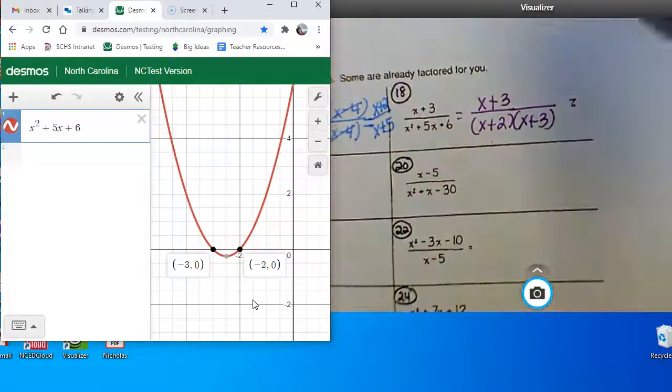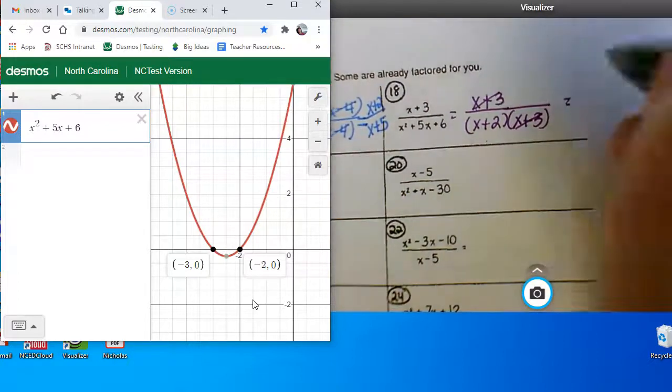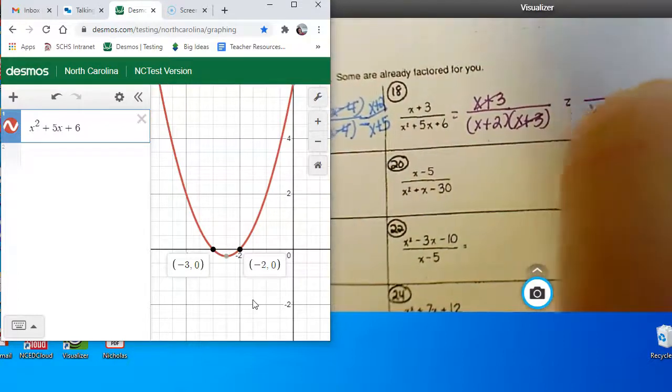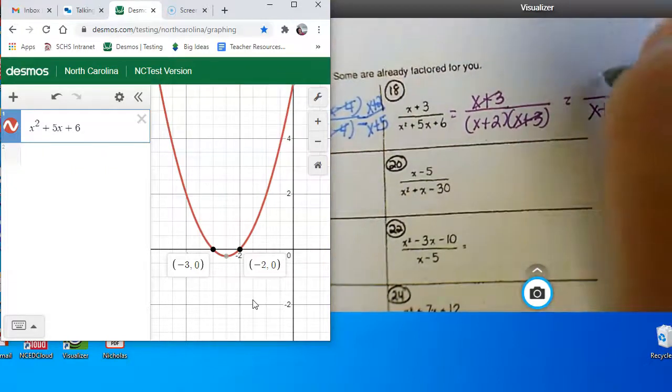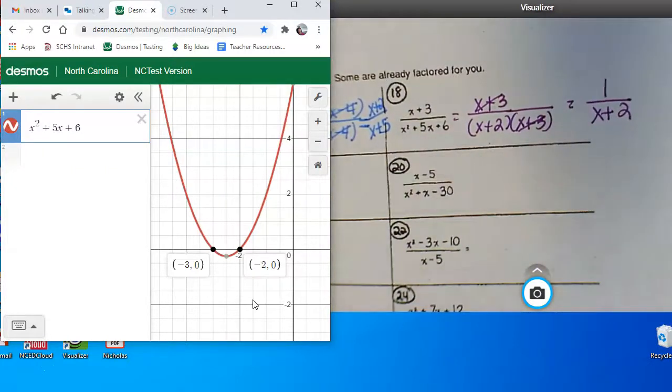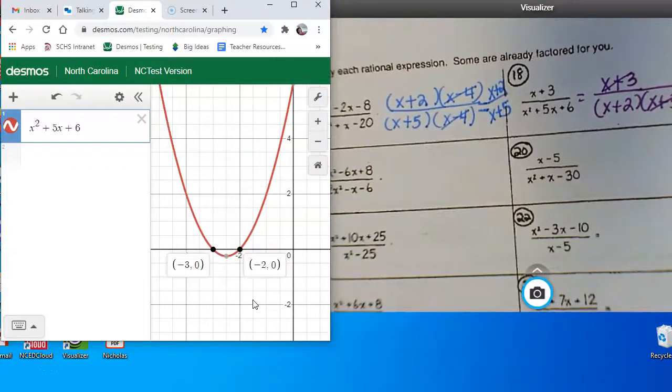At this point, I can now get rid of these x plus 3's. They're a whole term. On the bottom, there's an x plus 2, and what that means is on the top, because there's nothing left, that's understood to be a 1. I'm going to do a few more, and then I'm going to let you try some. So let's look at number 19.